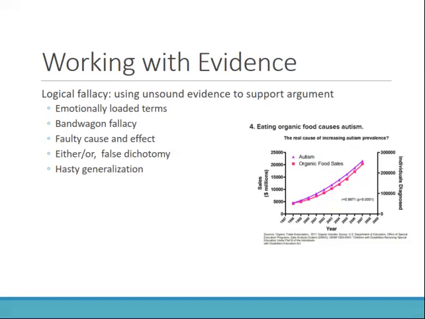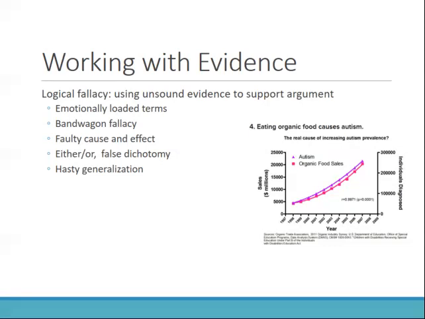Either-or and false dichotomy. So either-or is making it sound like it has to be one or the other. So for example, making a statement, either aggression comes from nature or from nurture. Well, aggression could be a result of both of those things or an interaction between them. False dichotomy is similar, you have to pick one or the other.